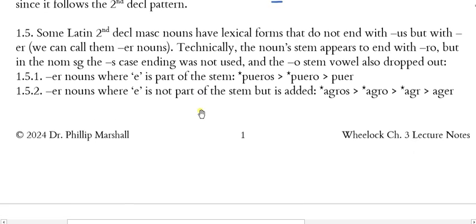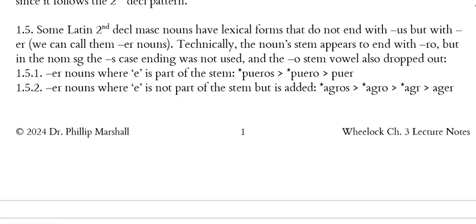Well done. All right. So let's talk about 1.5 here. There are some second declension nouns that are masculine in Latin that have lexical forms that do not end with us, but with er. We can call them er nouns. Technically, the noun stem appears to end with ro, with an r and then an o. But in the nominative singular, you would expect to add the final s for the case ending, but that final s case ending was not used. And then the o stem vowel ends up dropping out, and so you're left with the r at the end.